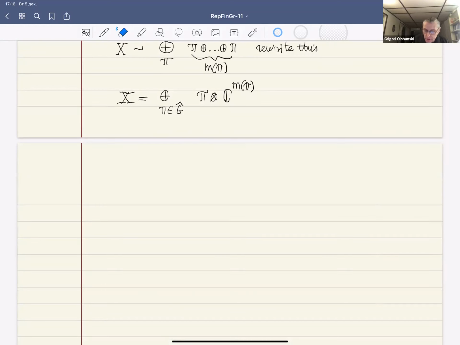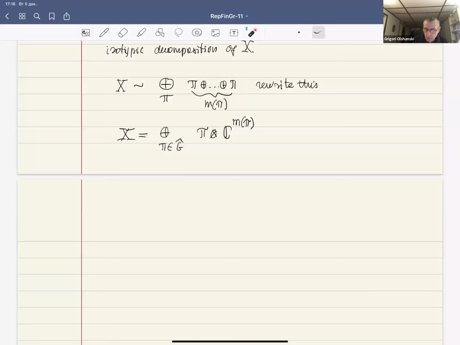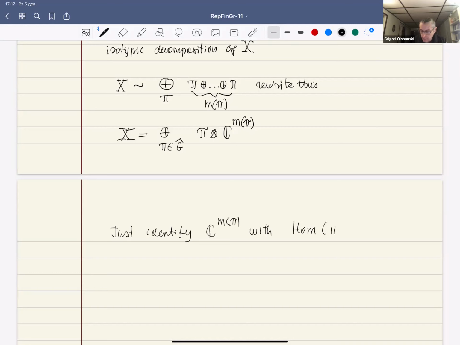So this picture looks a little bit artificial because, instead of taking some number of copies of this pi, we just represent this m-fold direct sum as a tensor product. This is some auxiliary vector space. But we want to determine this artificial, in a sense, object in a more canonical way. And this can be done. We just identify this artificial object with the space of intertwining operators between pi and X.